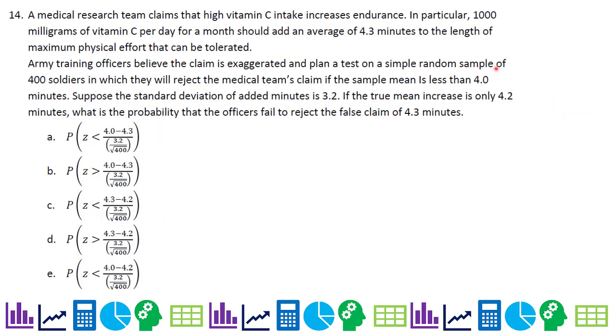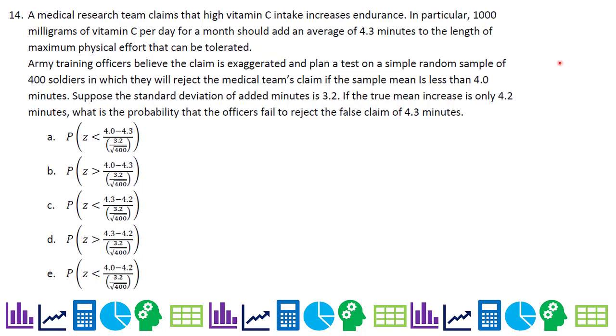Number 14, a medical research team claims that high vitamin C intake increases endurance. In particular, 1,000 milligrams of vitamin C per day for a month should add an average of 4.3 minutes to the length of maximum physical effort that can be tolerated. Army training officers believe the claim is exaggerated and plan a test on a simple random sample of 400 soldiers in which they will reject the medical team's claim if the sample mean is less than 4 minutes. Suppose the standard deviation of added minutes is 3.2.